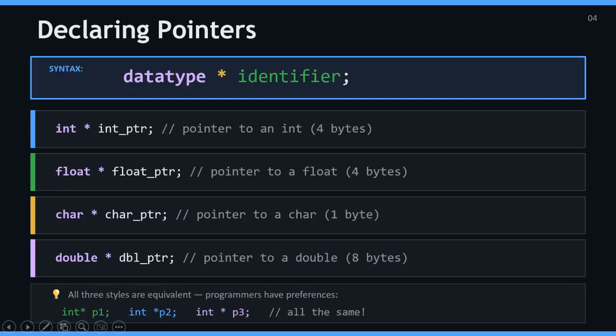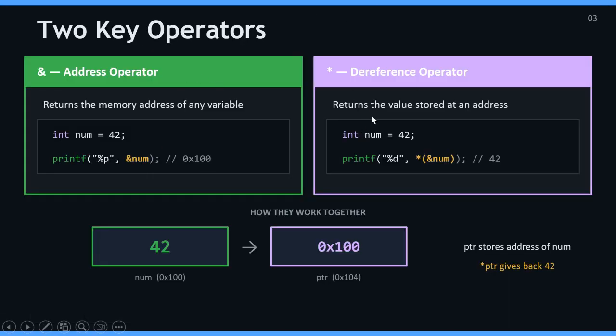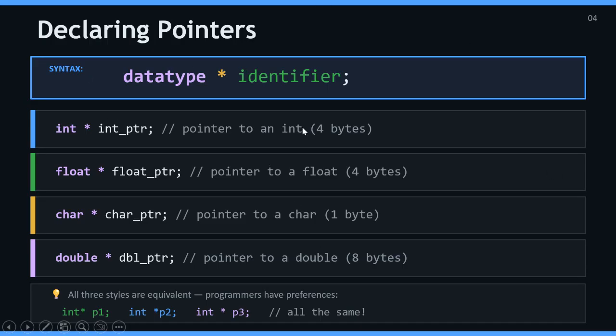Declaring pointers, you have to have the star, the pointer to an int. You've got the data type, the identifier, and the dereferencer. These are the allocated amounts of bytes for each of them.